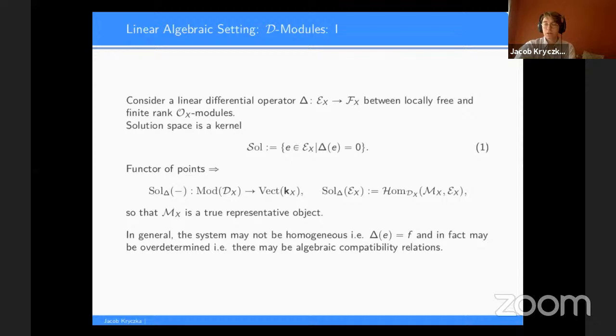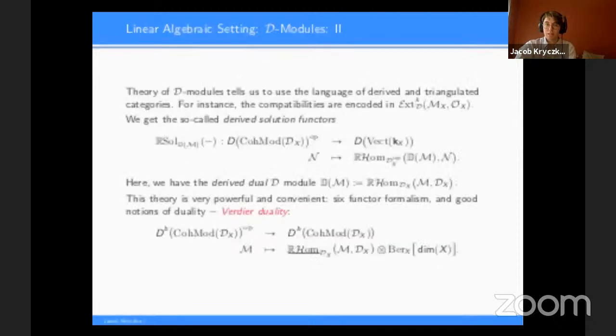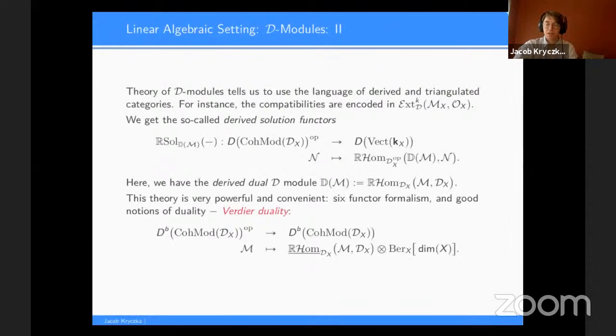And in fact, it could be overdetermined. So there might be algebraic compatibility relations between solutions and obstructions to solutions. It's very well known that these kinds of instances are described using the language of derived and triangulated categories. And what you arrive at is the so-called derived solution functors. It's important to note that these are formulated in terms of a kind of duality operation called the derived dual D module.